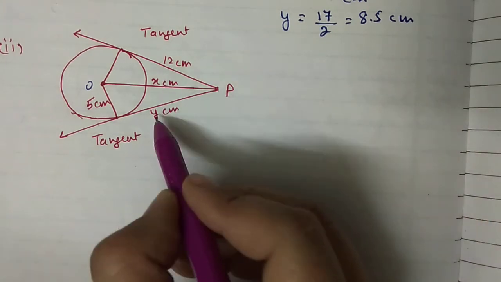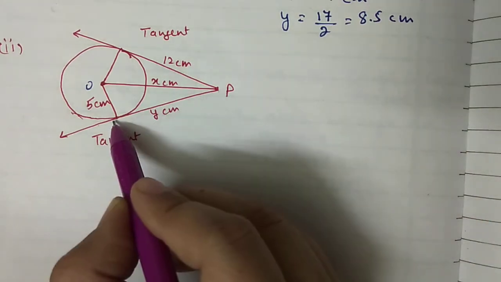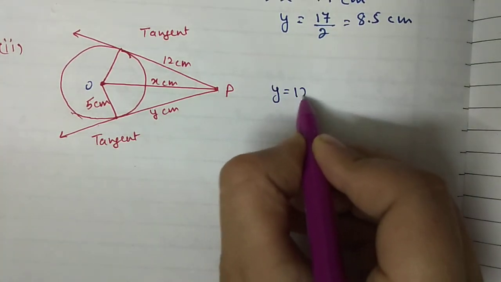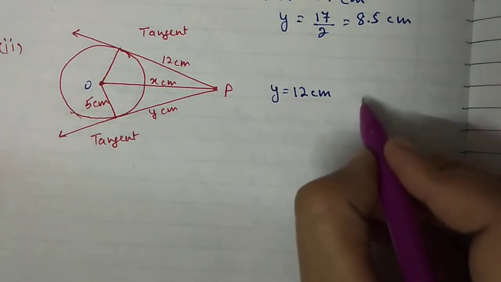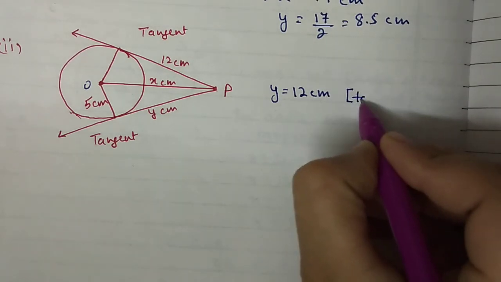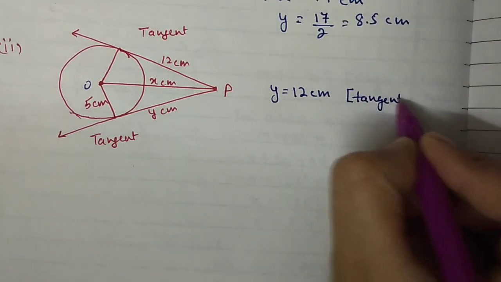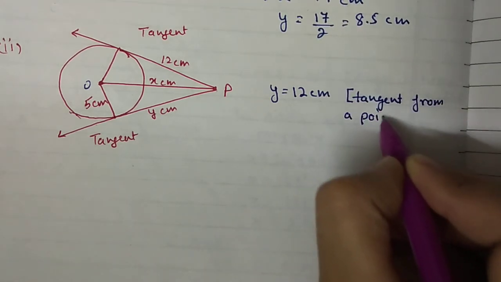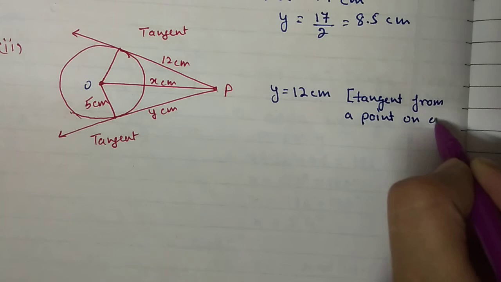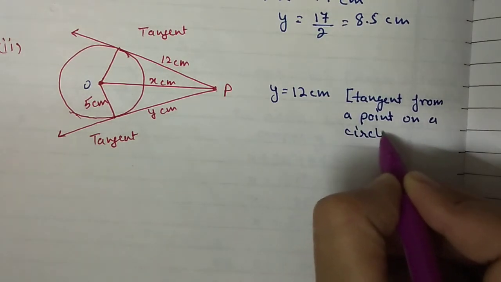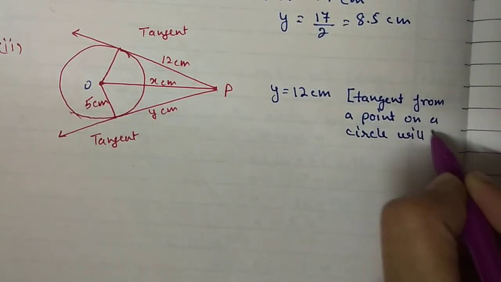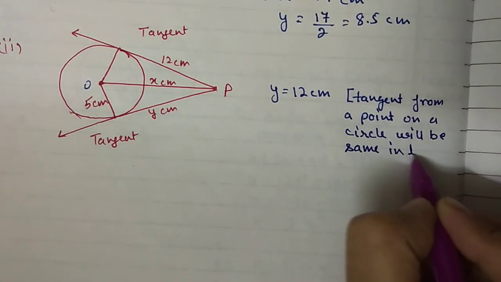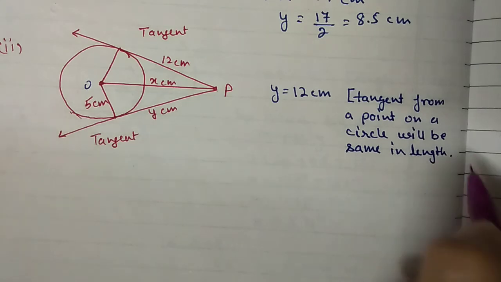So we can write here directly, this y is also a tangent and this is also a tangent. So we can write y is equal to 12 centimeter, and the reason we can mention: tangents from a point on a circle will be the same in length. Lengthwise it will be the same.